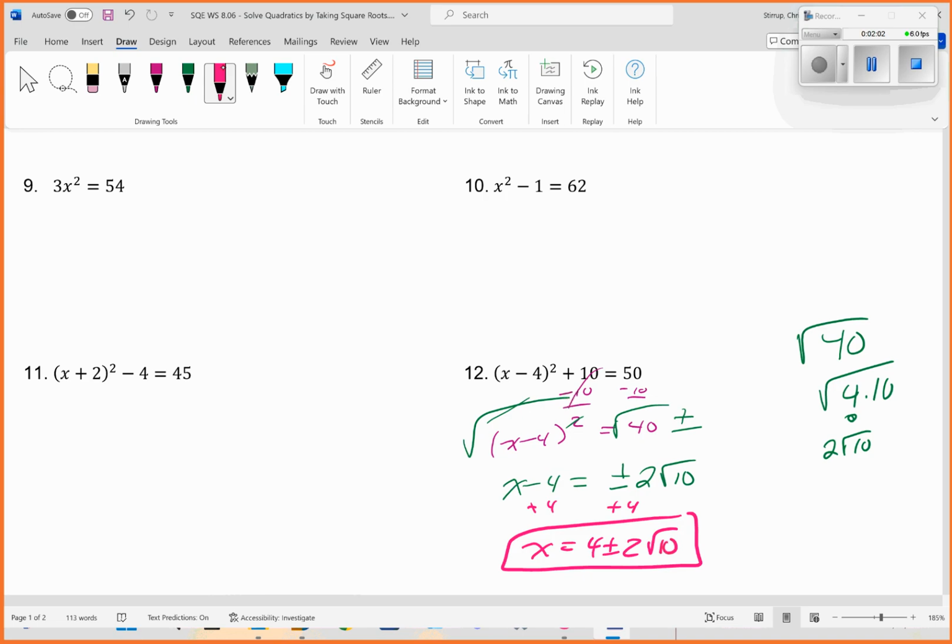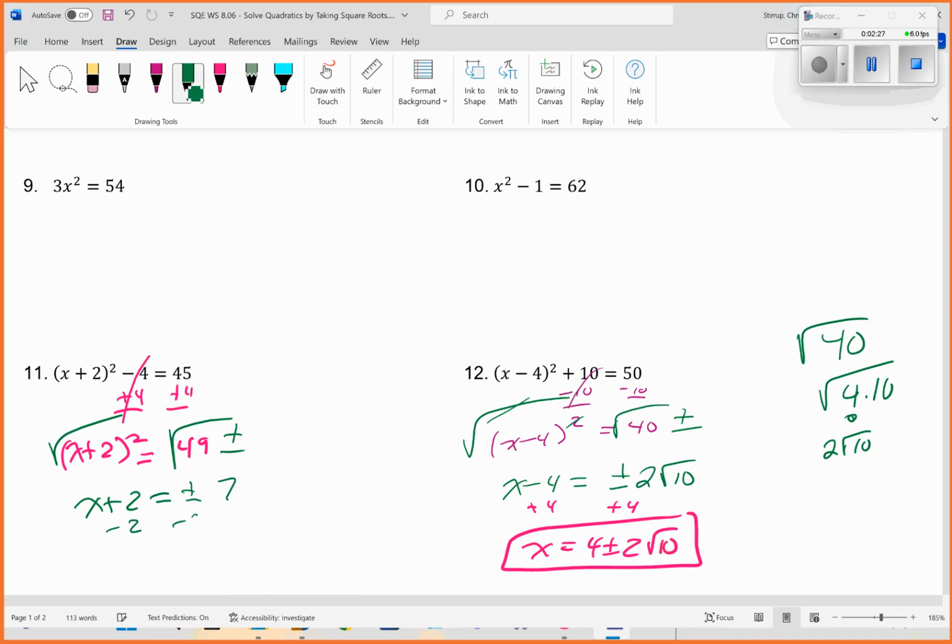11? Yeah. All right, same idea. I'm going to add 4 to both sides. Those cancel. That's 49. Root. Don't forget the plus minus. What's special about square root 49? It is a perfect square, so square root of 49 is 7. Subtract 2 from both sides. So this is actually going to get us 2 answers.